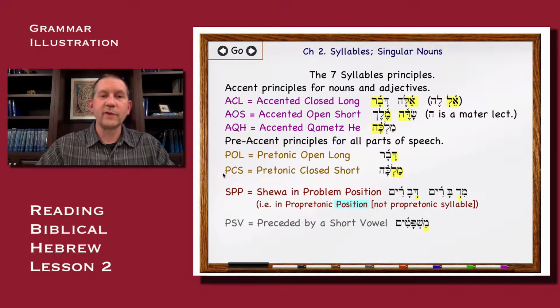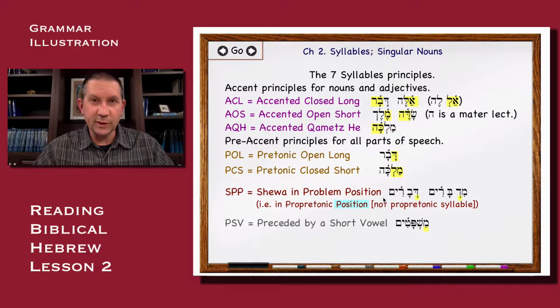When we move up in front of the accent, we've really only got 2 options. We have either pretonic open long, such as da of davar, or we have pretonic closed and short, such as mal of malka. And then we have SPP, shava in problem position.